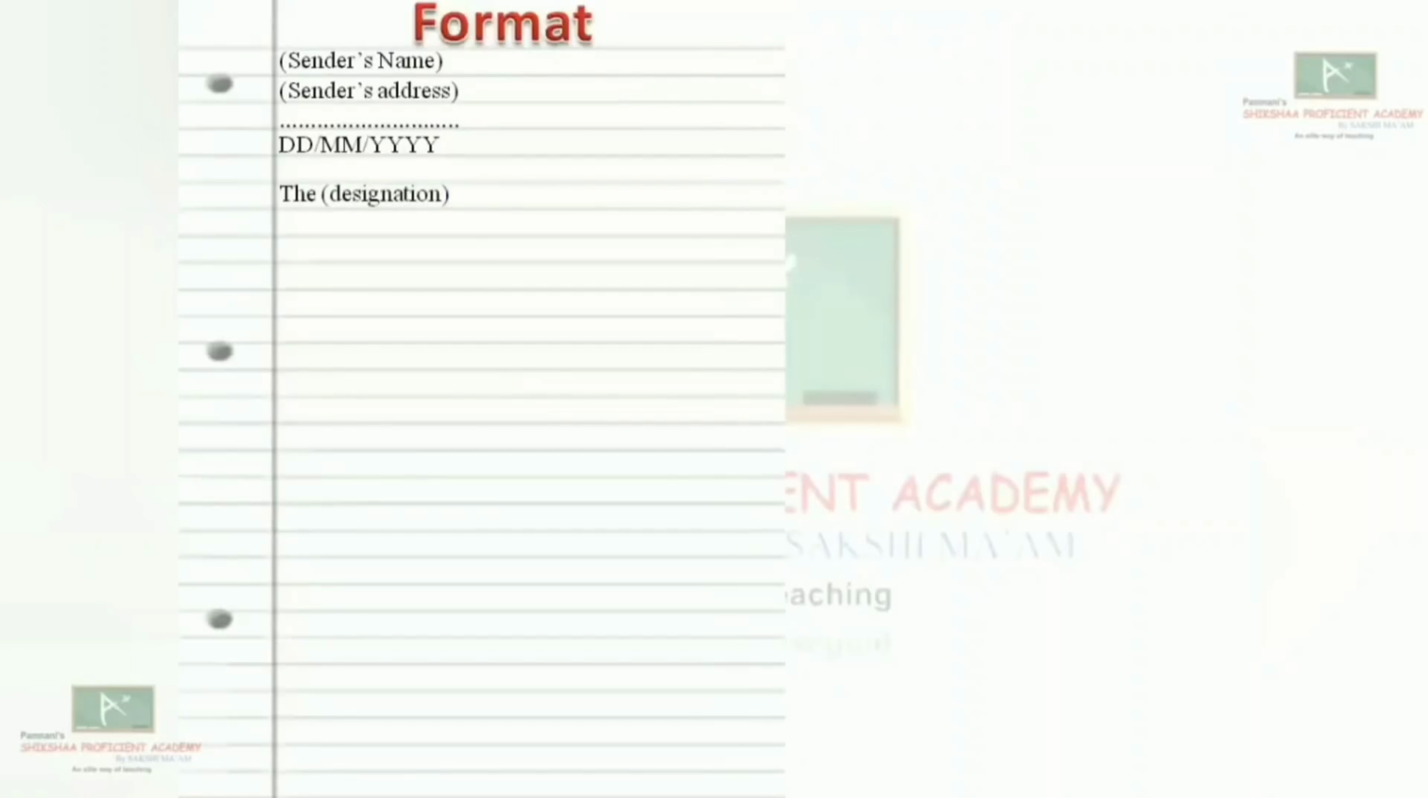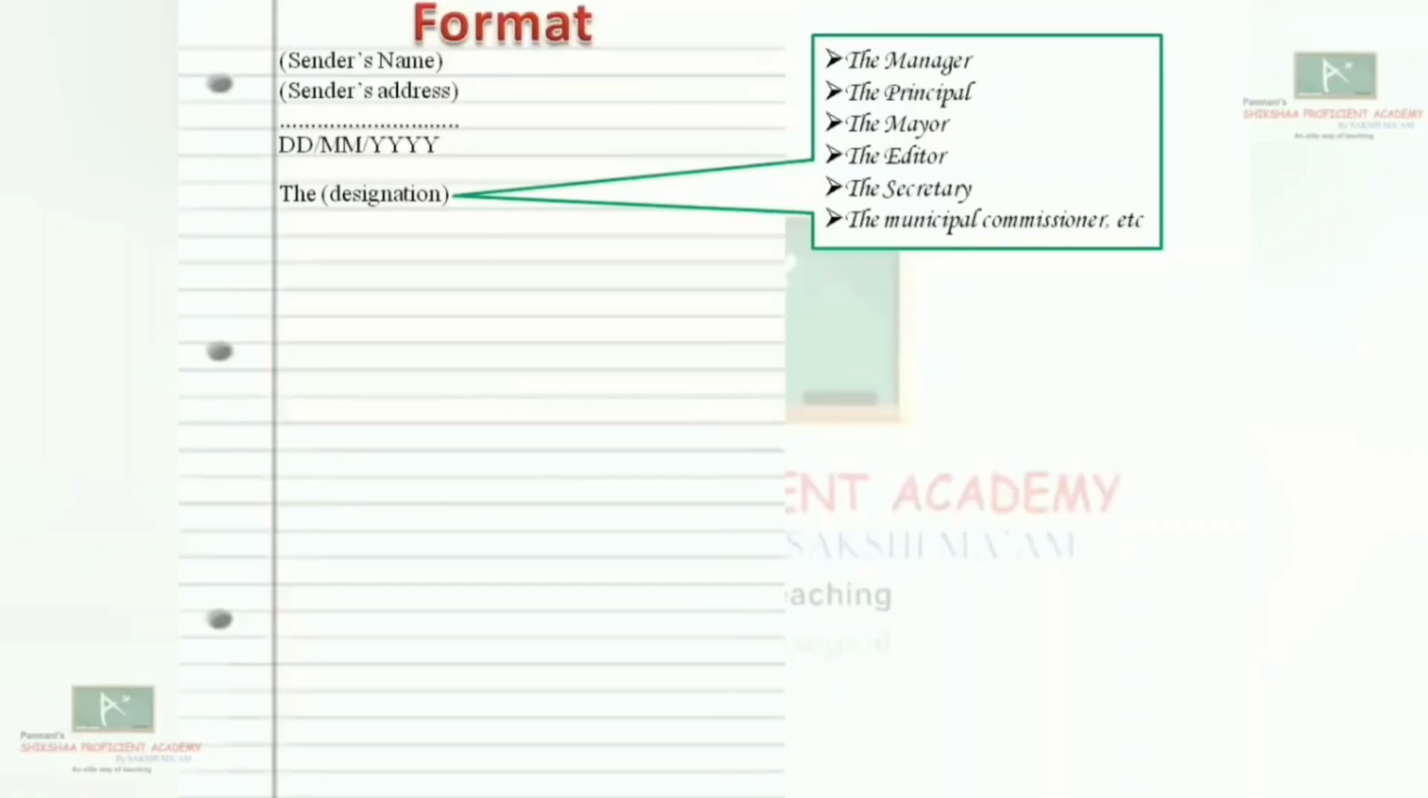But before that, we write the designation. Earlier, in the old format, we would write "To, the dash." But now in the new format, we do not mention the word "to". We directly write the designation. Let us look at some designations: the manager, the principal, the mayor, the editor, the secretary, the municipal commissioner, and so on.